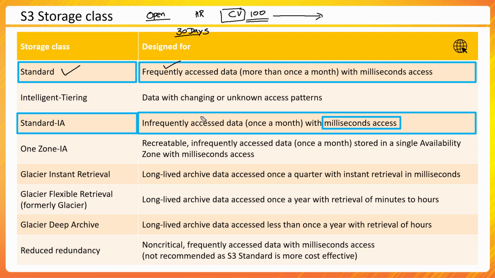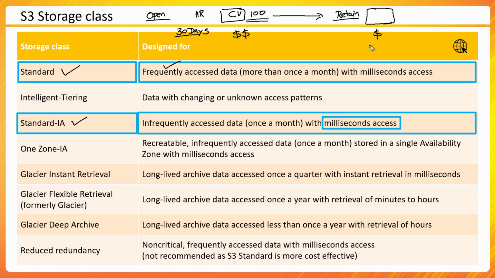But my frequency may not be as much as I was doing for 30 days. So after 30 days, I still want to retain the data, but my frequency won't be that much now. What I can do in that case is keep that data in standard infrequent access. Here I would be paying more money. If I'm going to standard infrequent access, I would be paying less money in that case.